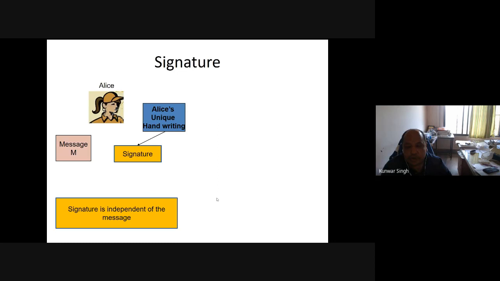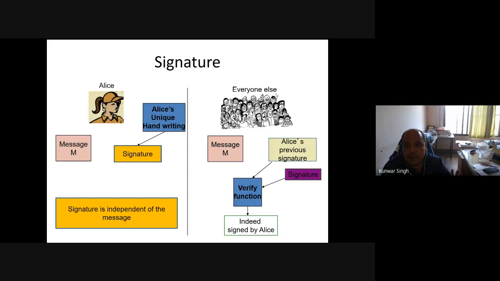Whoever knows the director's unique signature, and everyone else, whoever knows the director's previous signature, they can easily verify it. Indeed, this is signed by the director, and they will accept. They will say yes, this X report card, CGPA is 9.8. So they will accept it. Okay, this is the way normal signature works. So now let's see the digital signature.